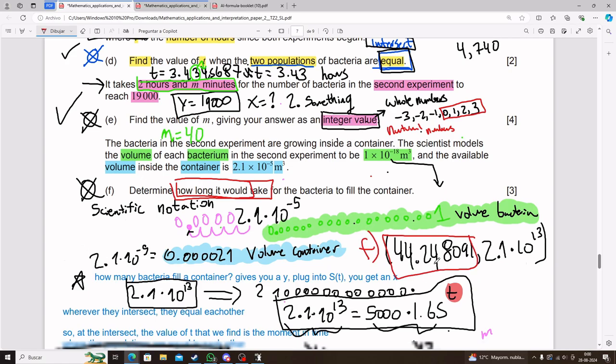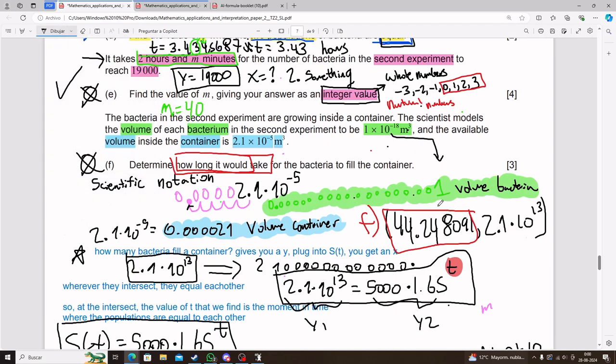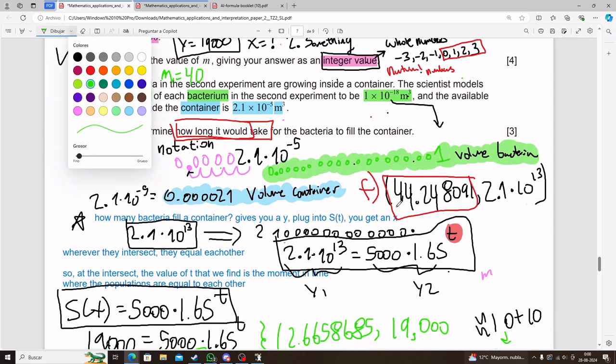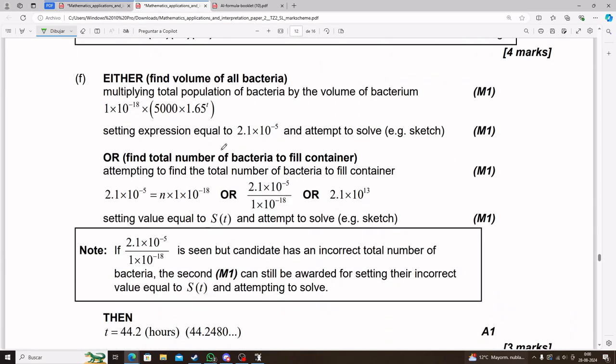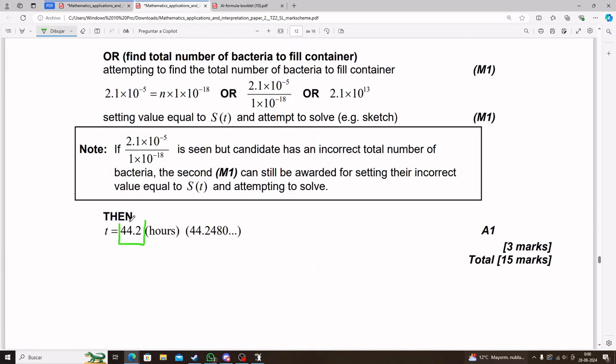For part F, you just got to plug in that number here. Technically, if you want to leave it as significant figures, you can count 1, 2, 3. Round it up or keep it the same. You keep it the same, so you can leave it as 44.2 hours. If I show you the answer key, there it is, 44.2 hours.